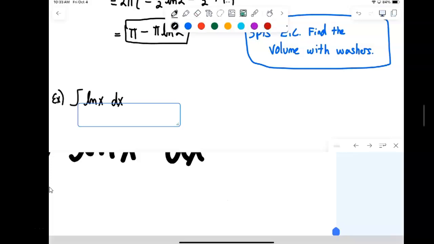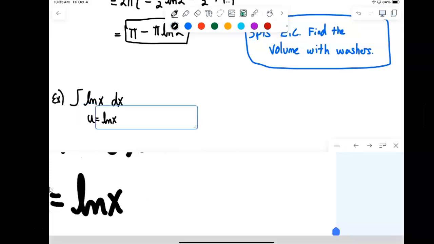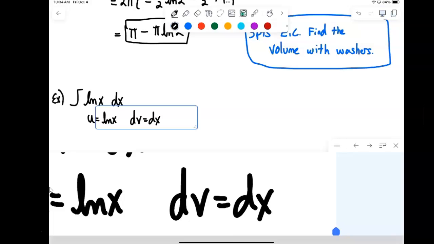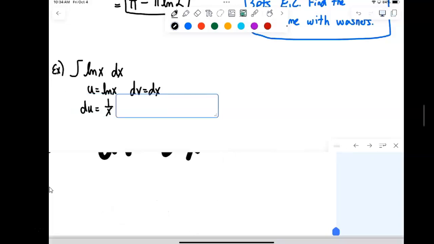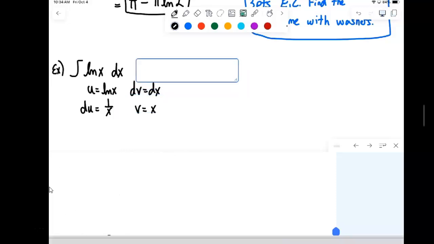So, of course, let's let u be ln. And since there's nothing left, that means dv is just equal to dx. And then we remember that the derivative of ln is 1 over x. And, of course, v would just become x. And now we can use our integration by parts formula, and hopefully we'll have something that we can work out.